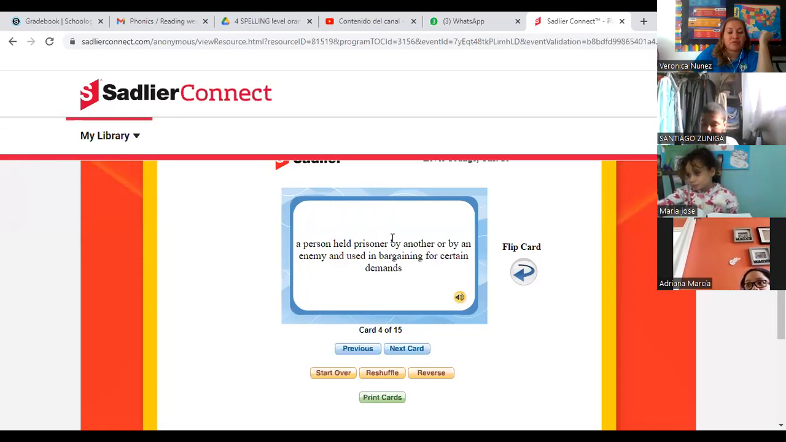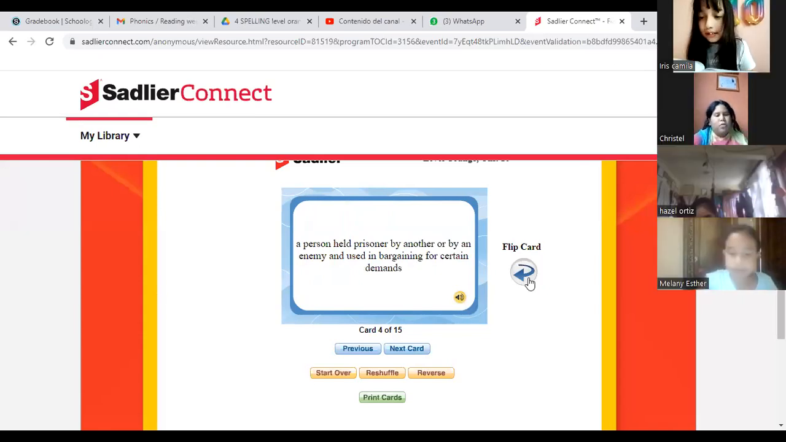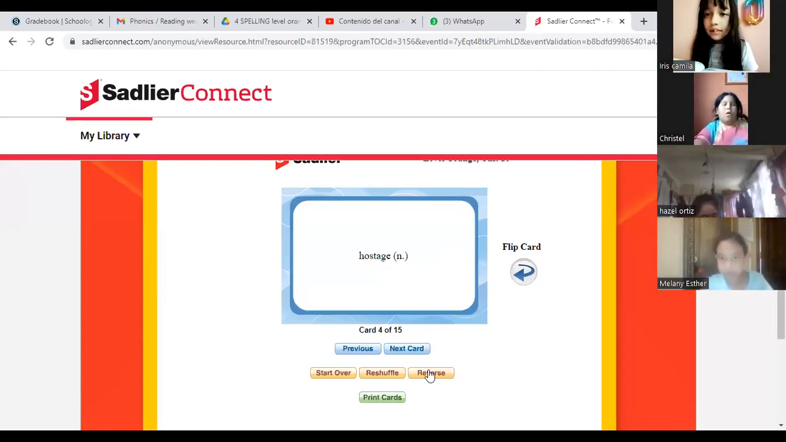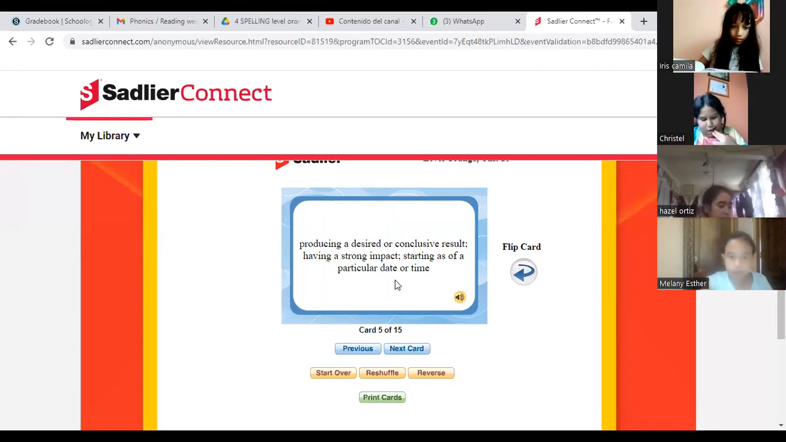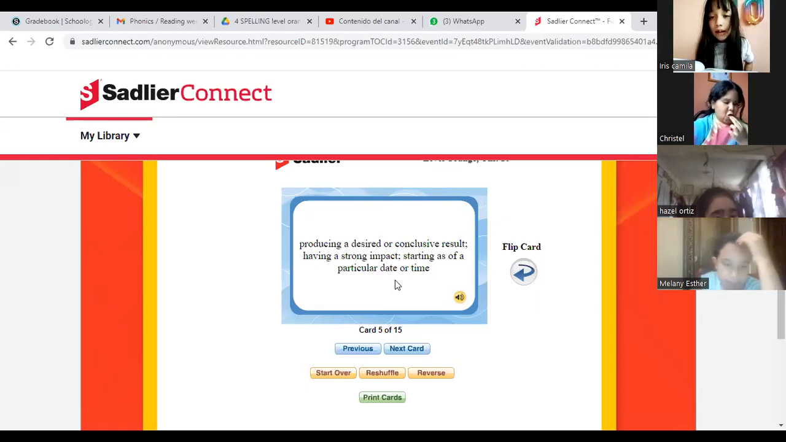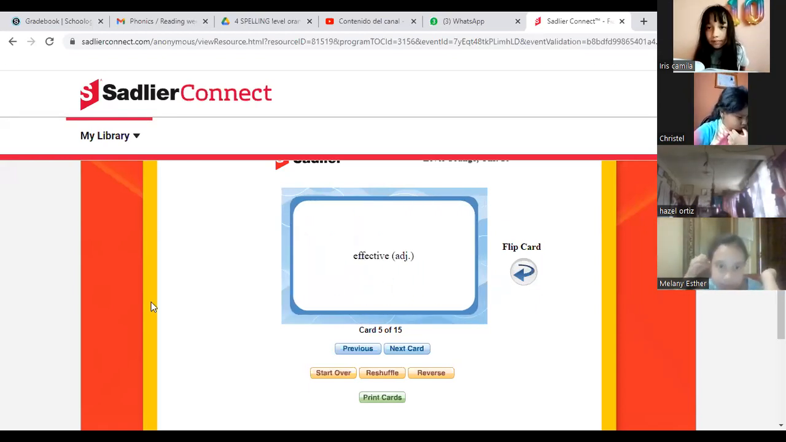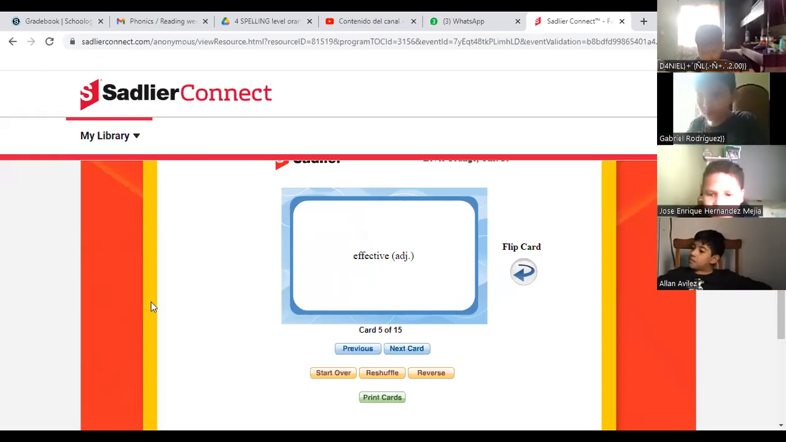A person held prisoner by another or by an enemy and used as a bargaining chip for certain demands. Hostage. Excellent. Next card. Producing a desired or conclusive result. Having a strong impact. Starting as effective. Particular day or time. Excellent, Iris. Excellent. And the rest of the kids are doing what?